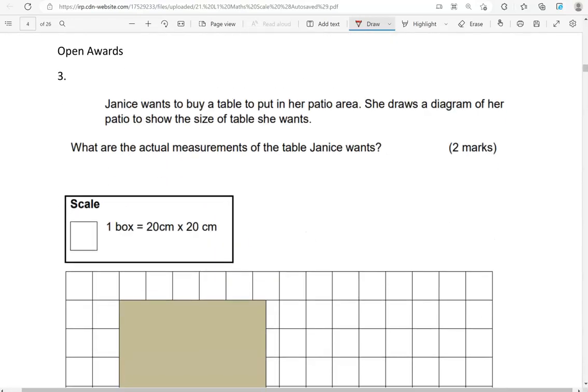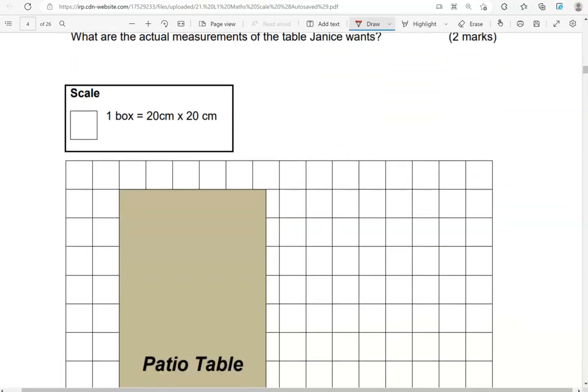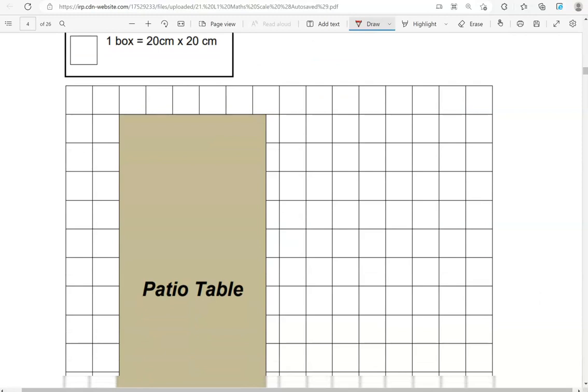Janice wants to buy a table to put in her patio area. She draws a diagram for her patio to show the size of table she wants. What are the actual measurements of the table Janice wants? We're given the scale, which is 1 box is equal to 20 centimeters by 20 centimeters. So that's the dimensions, 20 centimeters by 20 centimeters.